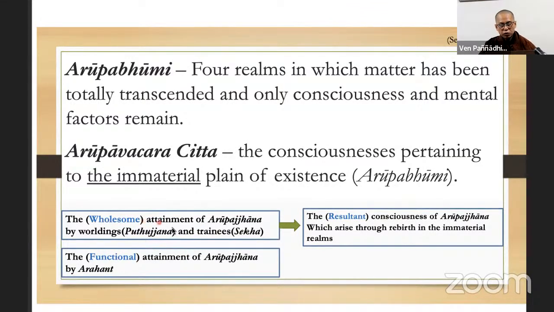When that type of consciousness arises in the Puthujana, which is translated as worldling or ordinary person, or the trainee seeker who has not yet attained arhatship and is on the way of practicing, called the seeker. If that consciousness arises in these two types of individual, Puthujana or seeker, it's called kusala, because it has the potency to produce the result.